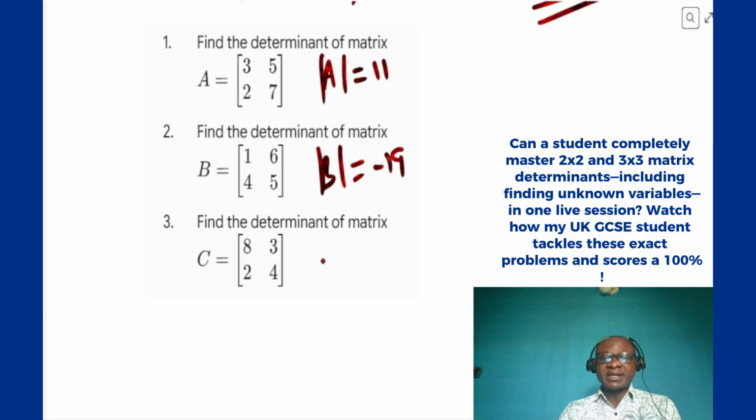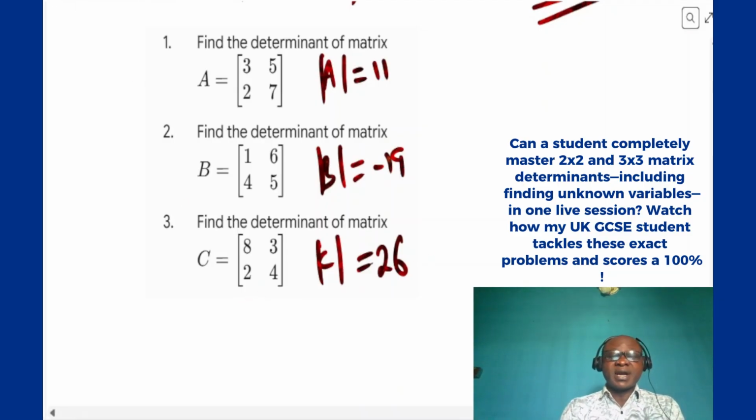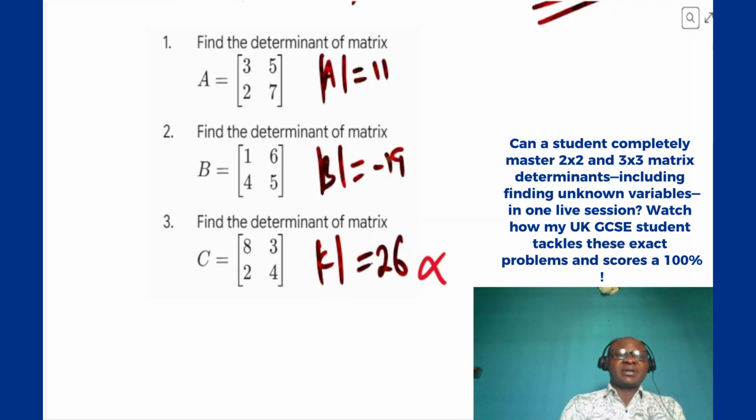Minus 19. And the determinant of C? 26. Say it again. 26, right? Yeah. Okay, let's see. 24. No, you are not correct here. That's 34, sir. 32. Not 24, that's 32. Okay, oh, you are then right. It is my bad.